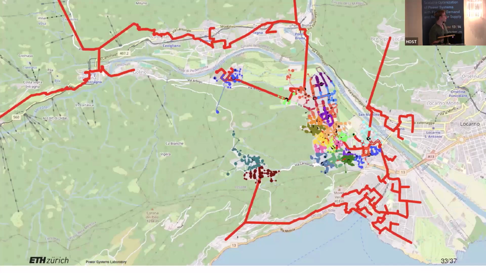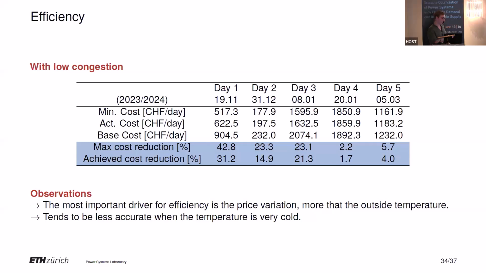So the network looks a bit like this. You have the medium voltage, and you have, with high precision, the synthetically generated low voltage network, so you see the different networks in different colors, and we also know in a realistic way which house has a heat pump, what is their characteristic, and stuff like that. So that's the data set that we're using.